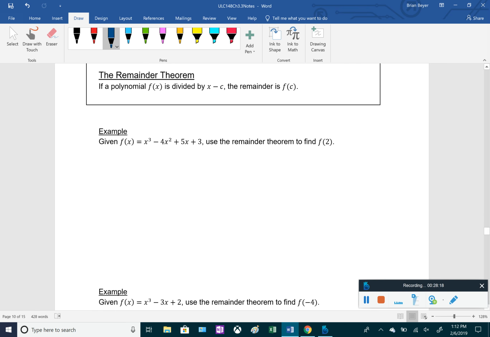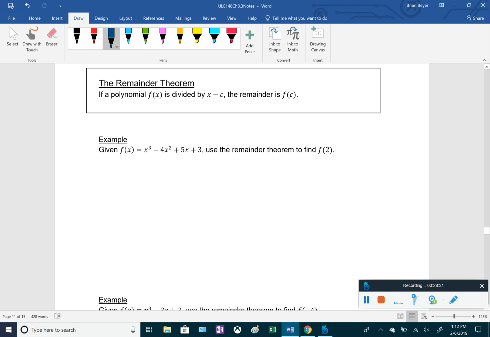Okay, so let's get to the two theorems. For the first one, let's do the remainder theorem. The remainder theorem isn't really the hard one out of the two. The factor theorem is a little bit difficult. So the remainder theorem says that if a polynomial f of x is divided by x minus c, or x plus c, the remainder that we get is going to be f evaluated at that c. So this c right here, those are the same values.